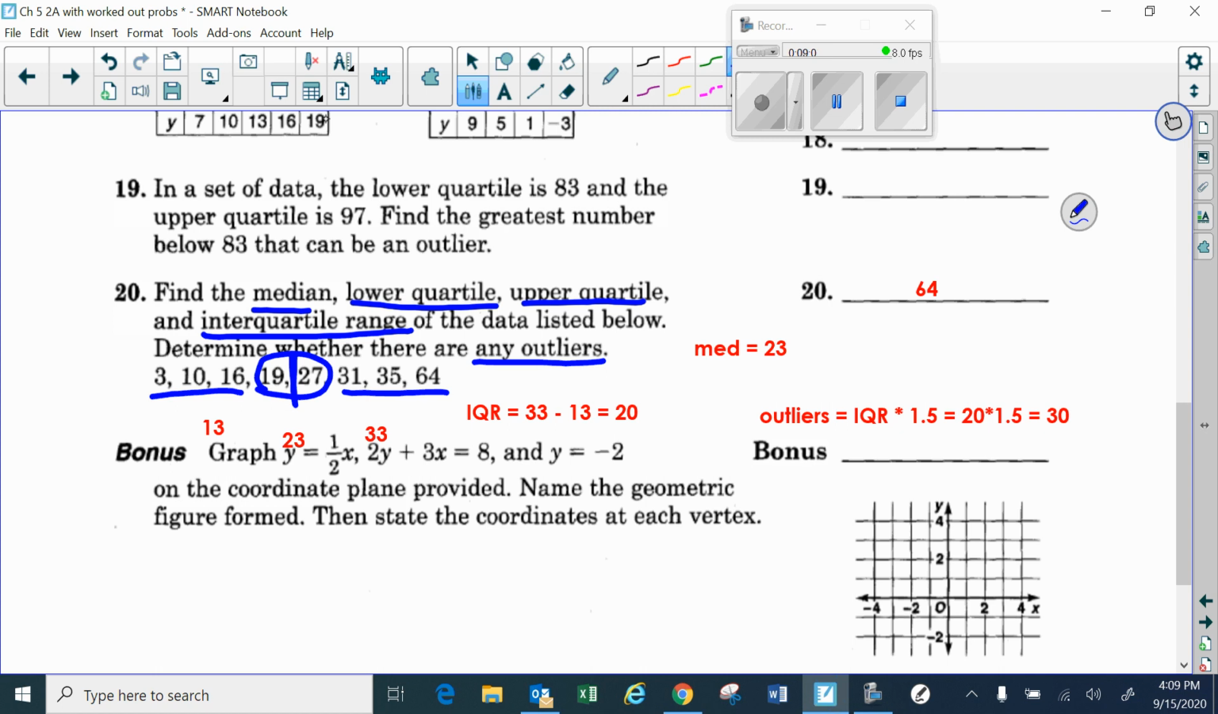So what is the midpoint? How far is it from 27 to 19? 8. What's half of 8? 4. So I can either add 4 to 19 or subtract 4 from 27. I get 23. That's where the 23 is. So that's the median. Now, how many numbers do I have to the left of 23? Now I have 1, 2, 3, 4. So I have to take these two middle numbers because I have an even number. What's the midpoint of 10 and 16? 13. So that's the lower quartile.